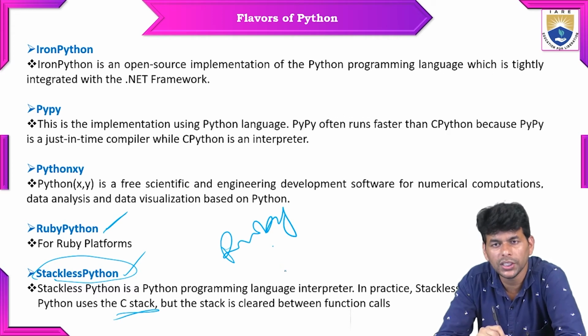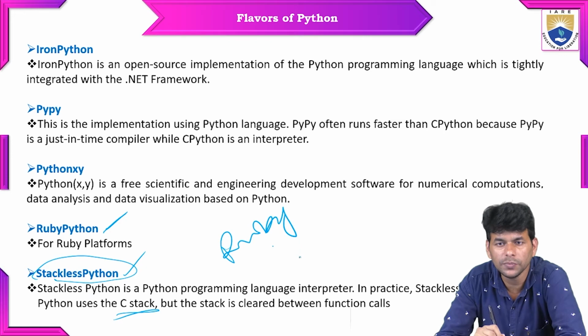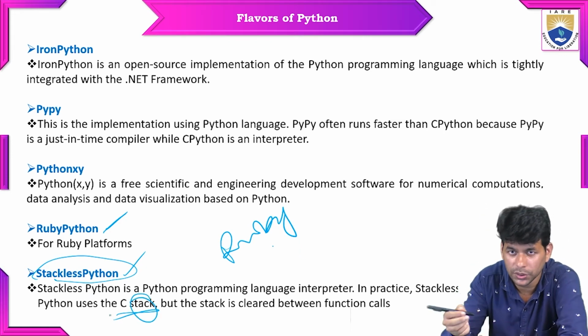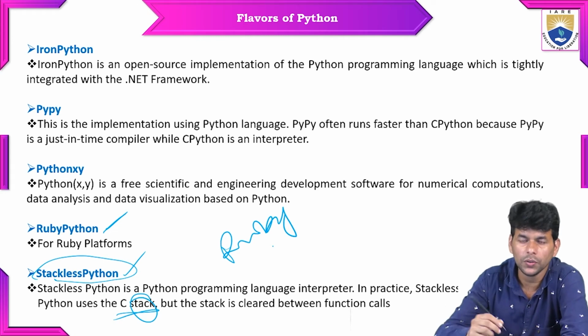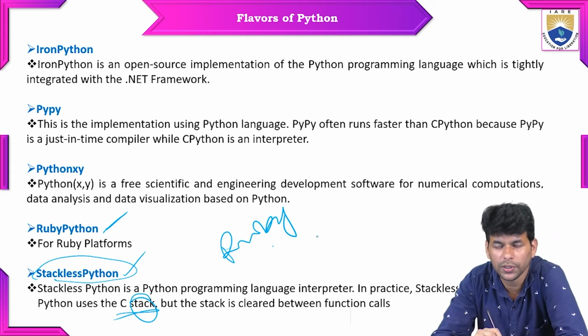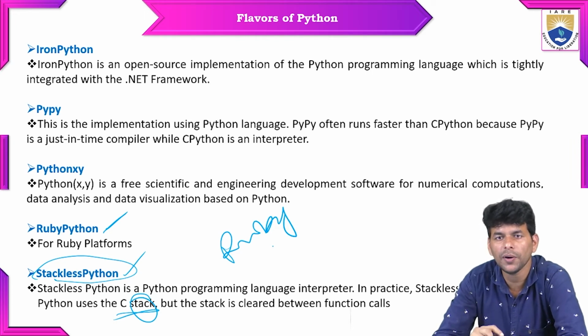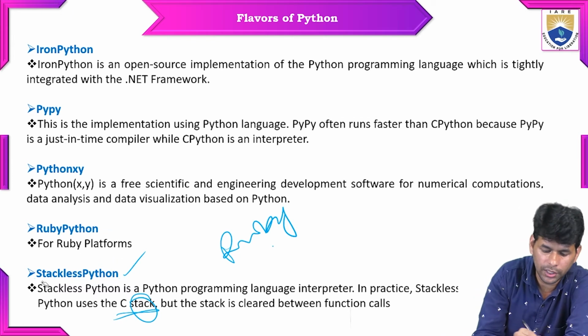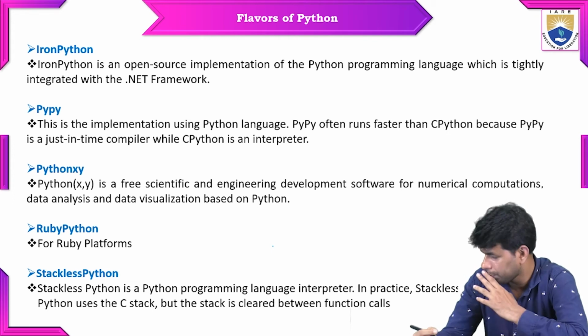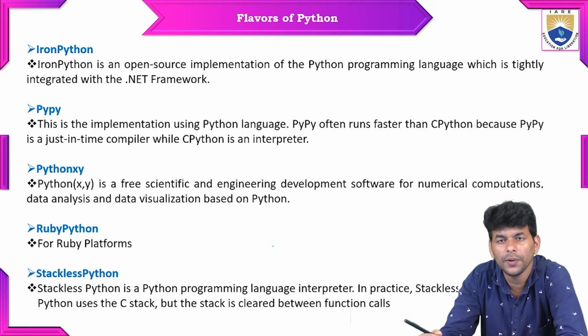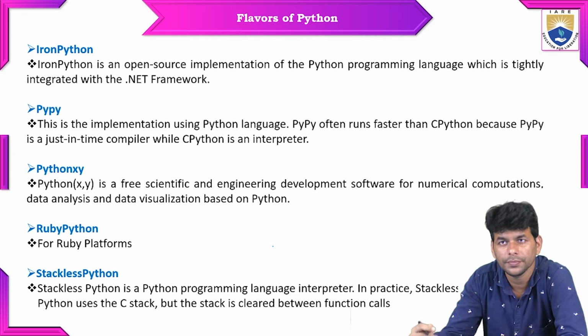What is a queue? A queue is first in, first out. A stack is last in, first out. So when we need the concept of last in, first out for the data items, we have to use a stack, here the C stack. This is the specialty of Stackless Python. These are the various types of flavors of Python.